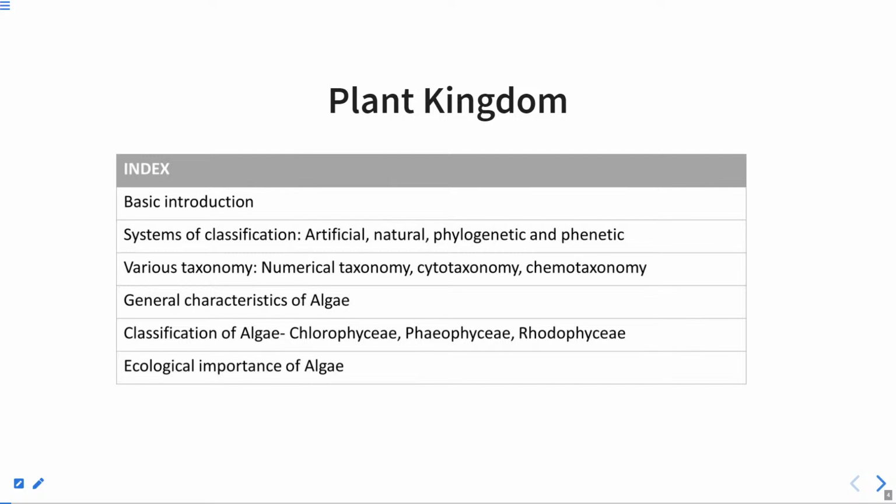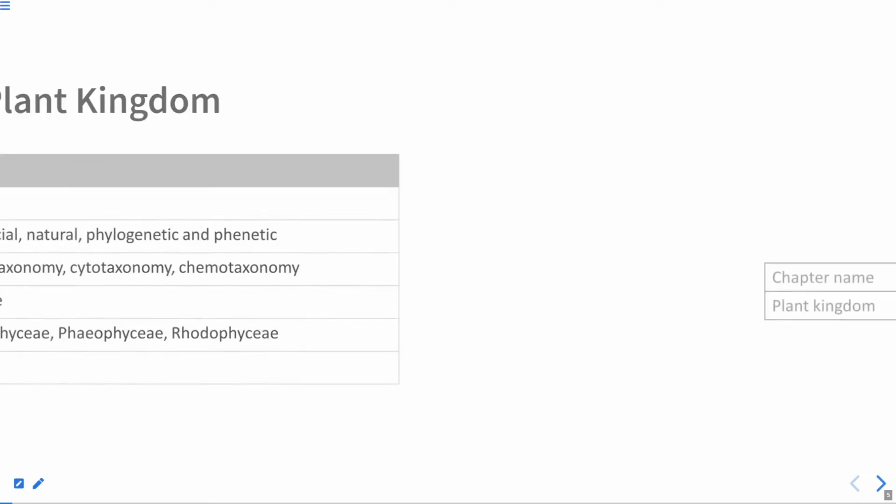And then we will study algae in great detail. We will study the classification of algae, that deals with the Chlorophyceae, Phaeophyceae and Rhodophyceae. These are the three different classes of algae. So we are going to study all that, and also we will discuss the ecological importance of algae in our daily life.